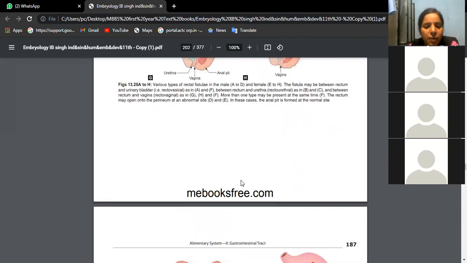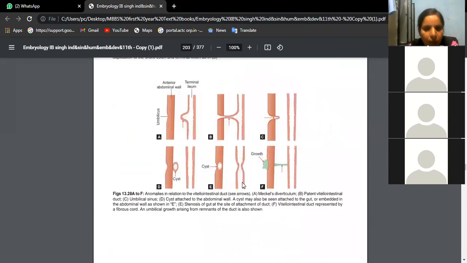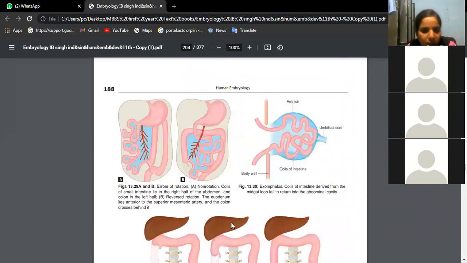This is not required, beta. Here you have Meckel's diverticulum. See, anomalies of vitellointestinal duct. First thing what you are seeing is Meckel's diverticulum. From the terminal ileum, you are finding there is one outward pouch. The difficulty is when it opens outside, it may get inflamed and infected. You can draw only the first picture, that is enough for Meckel's diverticulum.